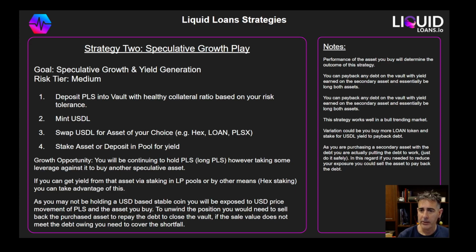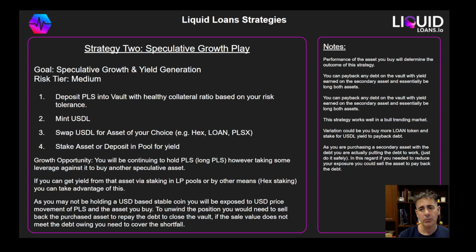So what have I got here? A variation could be that you buy more loan token and stake for USDL yield to pay back the debt. So we've sort of covered that as well. So you either like a Hex one where you get more Hex and your goal maybe just to get more Hex, or you might want to use that interest from the Hex to pay back the debt. Same with the loan token. There's a few options there. And look, there's so many other assets out there that I've lost count of what's going on in the ecosystem now. So you may have some other asset that you think this will work perfectly with.